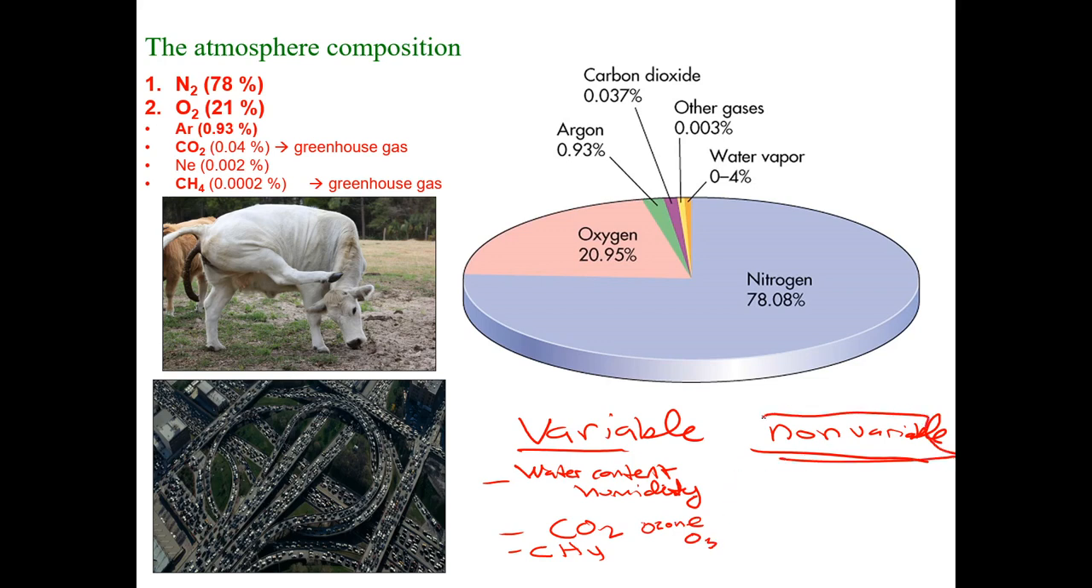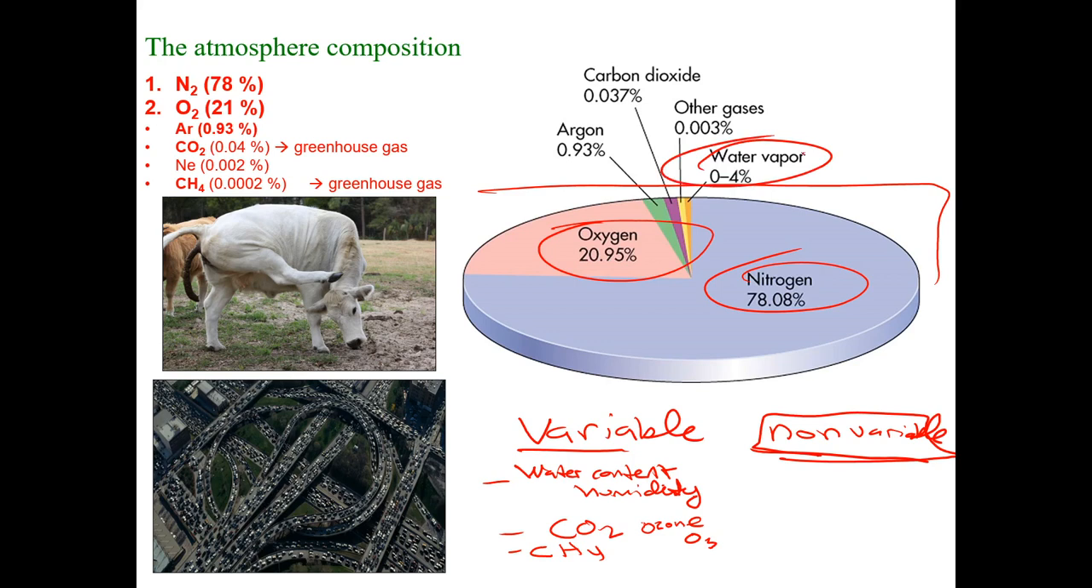Non-variable components are, however, the things that stay relatively constant throughout time in our atmosphere, and the non-variable stuff is shown here. It's oxygen and nitrogen for the most part. So our atmosphere is mostly oxygen and nitrogen. That's 99% of our atmosphere in terms of the non-variable components. Water vapor, you can see, can be anywhere from 0 to 4%, though.